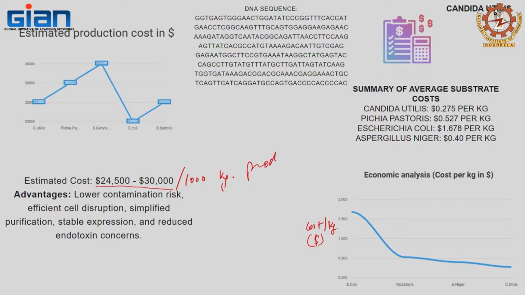Okay, so this is the cost of Monolin, or you're talking about the cost of Candida utilis? Actually, it's the production cost. It's the production cost. You haven't gone downstream yet. Yes, sir. Okay. Production cost. Okay. Sorry for the confusion.